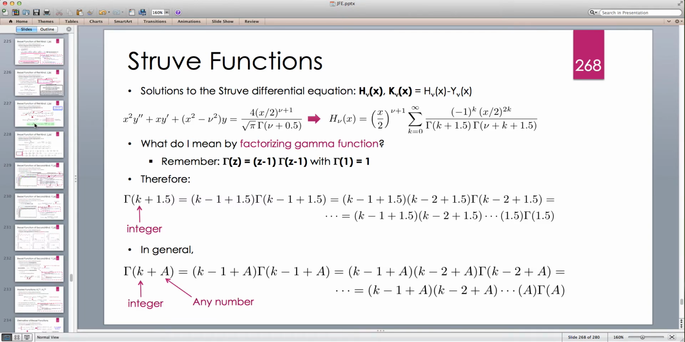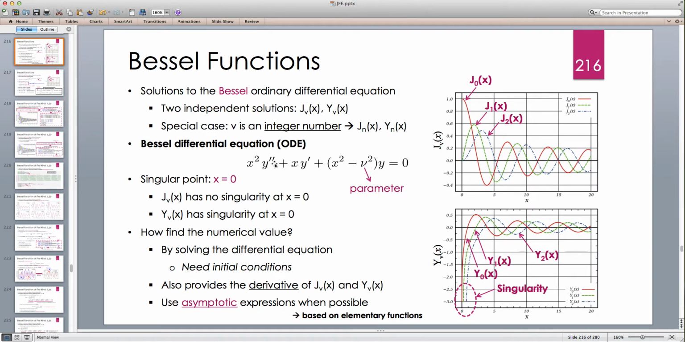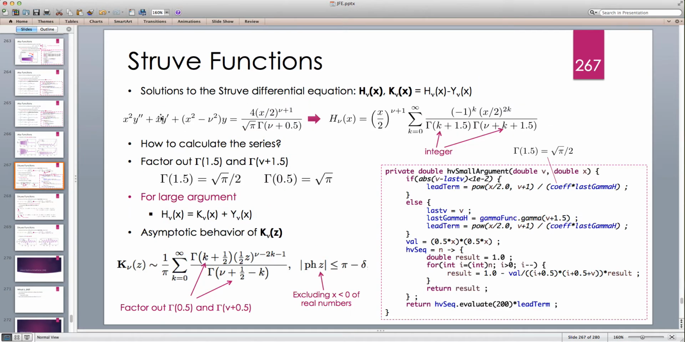To refresh your memory, I'm going to go back to the Bessel differential equation: x squared y double prime plus xy prime plus (x squared minus nu squared) y. But the Bessel differential equation was a homogeneous ODE, or ordinary differential equation, which means the right hand side of the equation was 0. But the Struve function is basically the inhomogeneous version of this equation, right? So the right hand side is not 0, it's 4 (x over 2) to the power of nu plus 1, over the square root of pi times the gamma function of nu plus half.